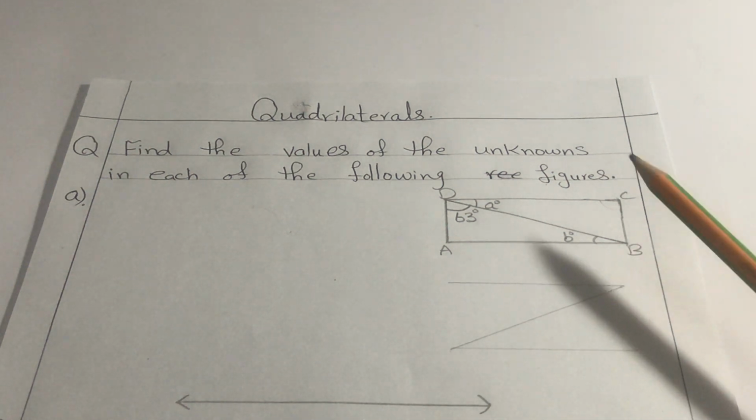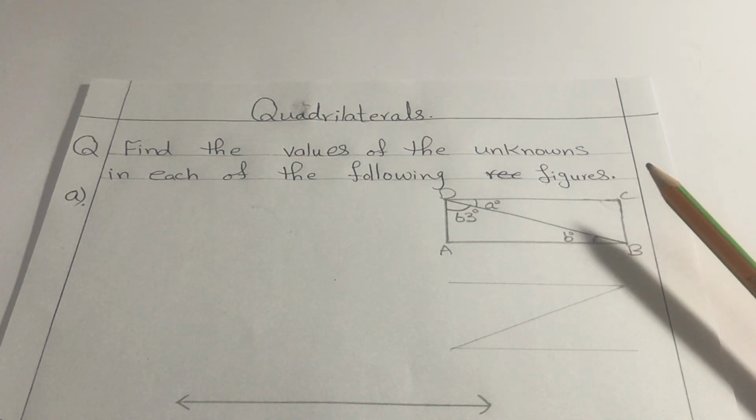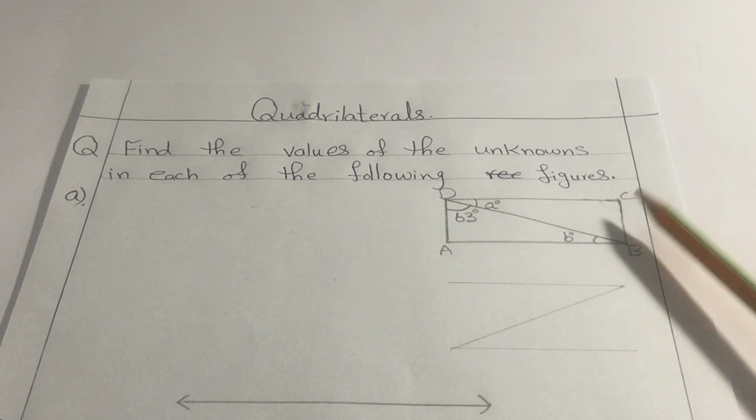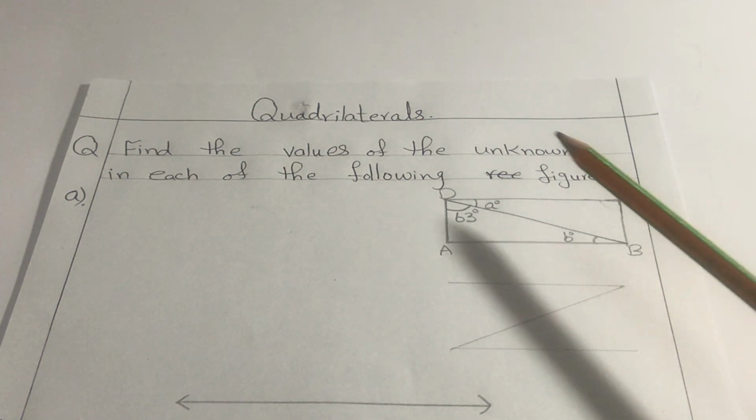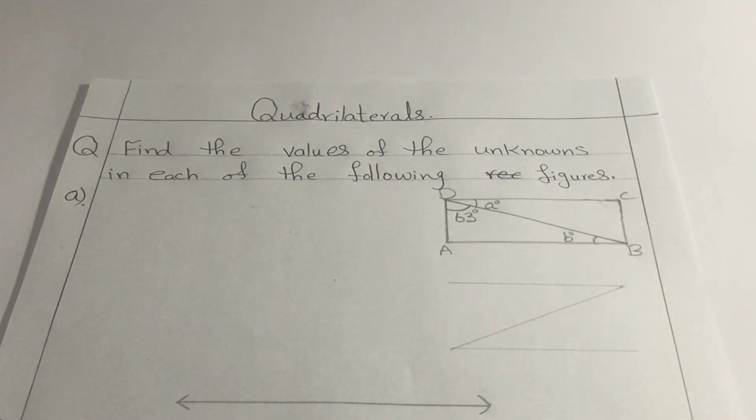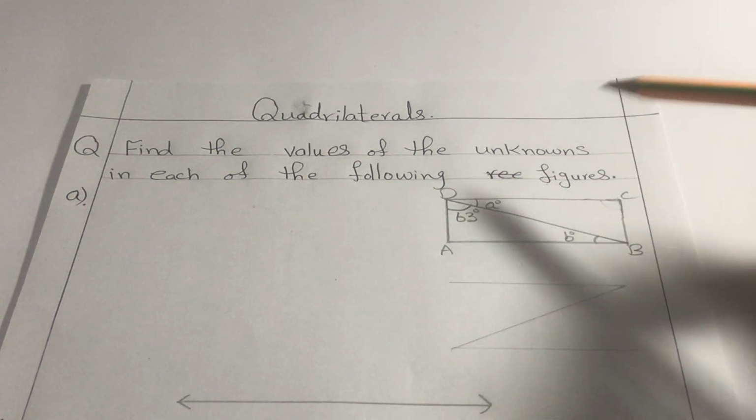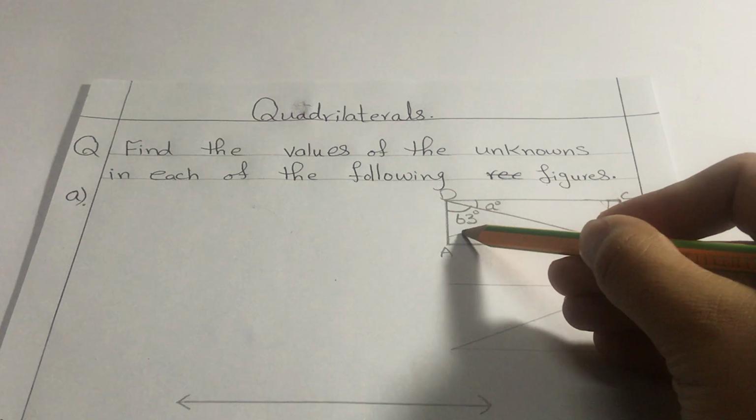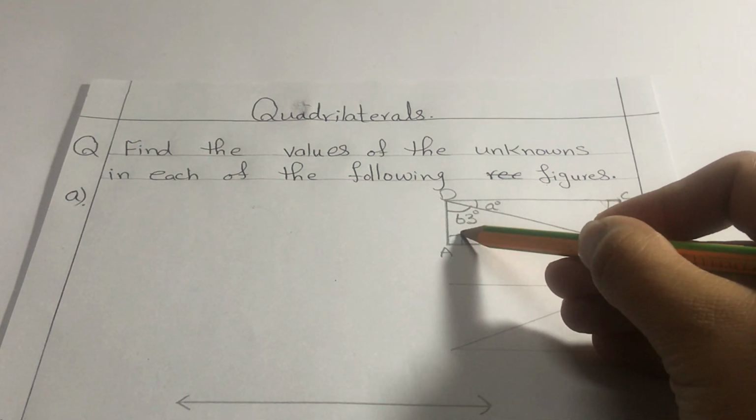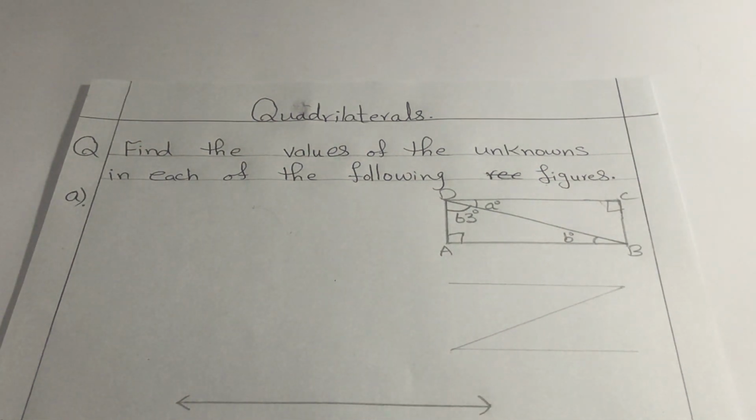Now our first figure is a rectangle. What's the name of our first figure? It's a rectangle. And in this we have 1 and 2 unknown angles. Students, the properties of a rectangle are its opposite sides are equal and all the 4 angles are always right angles. Right? All the 4 angles are always right angles.